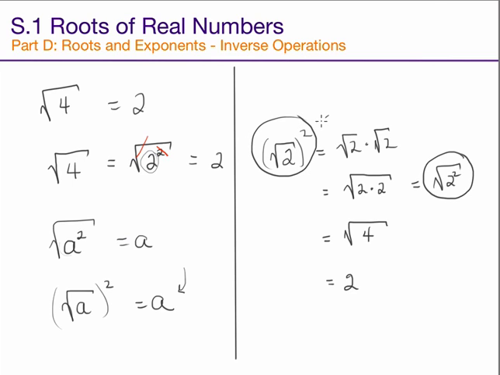In this case, the exponent's on the outside. We took the square root of 2 first, and then we squared it. In this case, we squared 2 first and then took its square root. But we end up with 2 as our answer in either case.